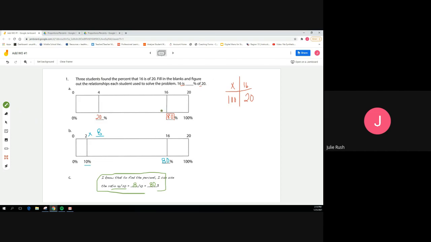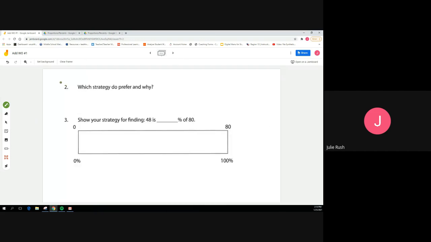Everybody got 80%. So if you've heard me say this, it doesn't matter if you use a different strategy than your neighbor, as long as you both get to the right answer, and that the strategy works every time. So on our next page, if you will answer question 2, which strategy do you prefer and why? And then once you're done answering 2, please start answering 3. When you're done, unpause the tape and we will work out number 3. If you're in class, your teacher will stop, give you time to work out, and then we'll come back and check.